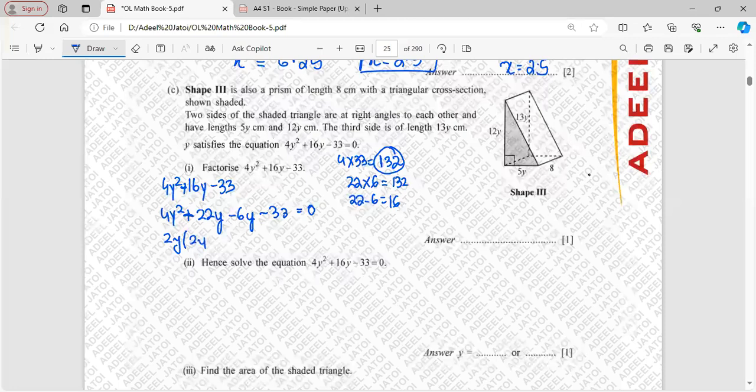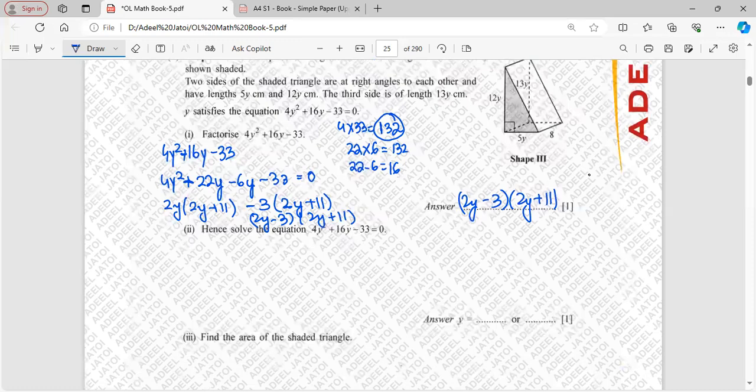So this will be 2y plus 11. And the common here is 13 or 3, 2y plus 11. So the two factors that we have are 2y minus 3 and 2y plus 11. Now this is the algebraic part that is being tested in the mensuration question.